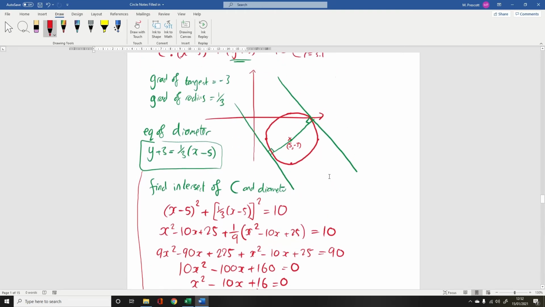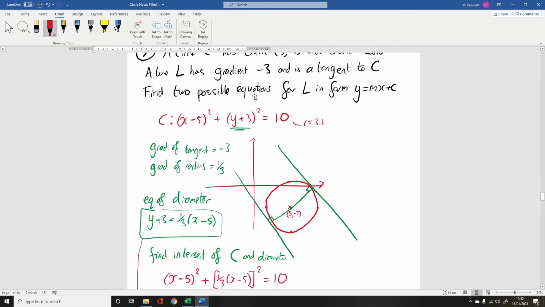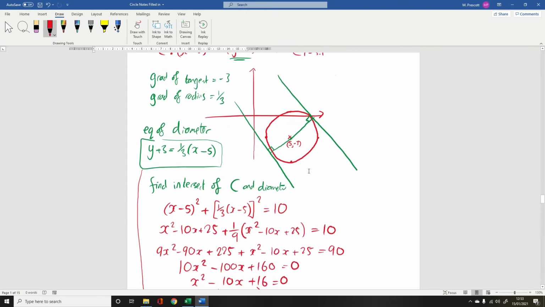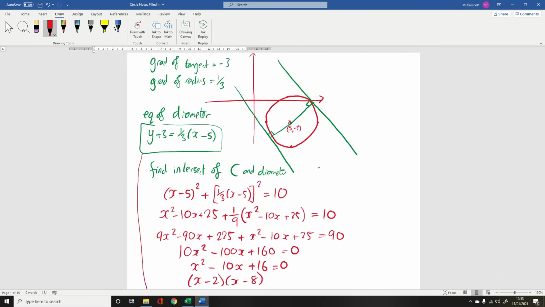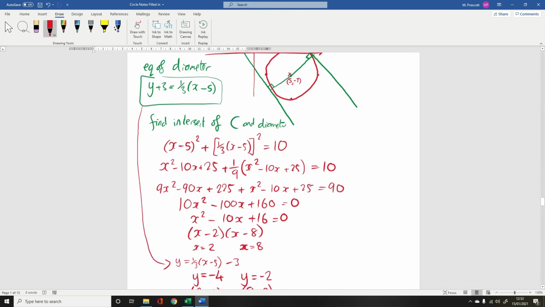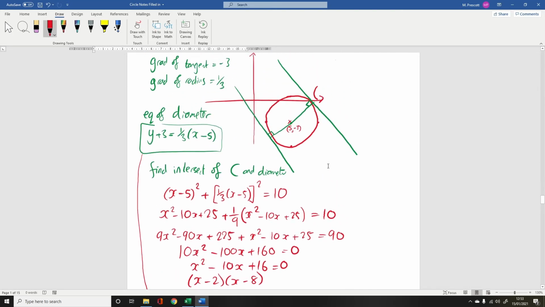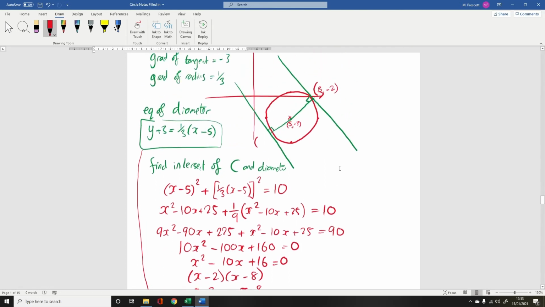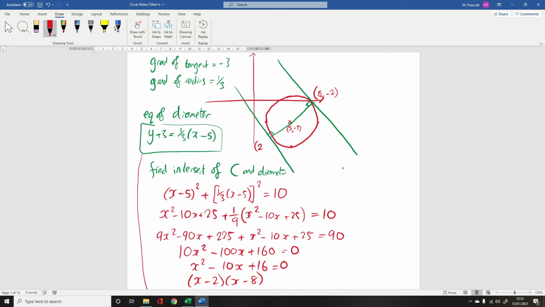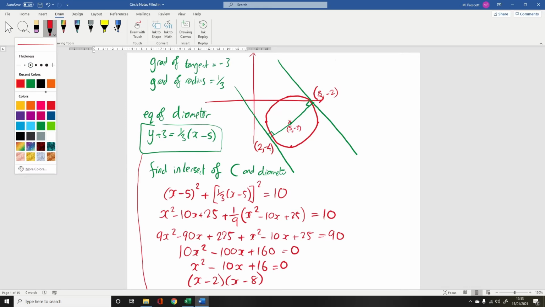Now we haven't answered the question because it wants us to find the possible equations for L. So we found our coordinates: we've got one over here, which is going to be our larger x value, is going to be (8, -2). And we've got one down here, which would be (2, -4). So now we can find the equation of our line.